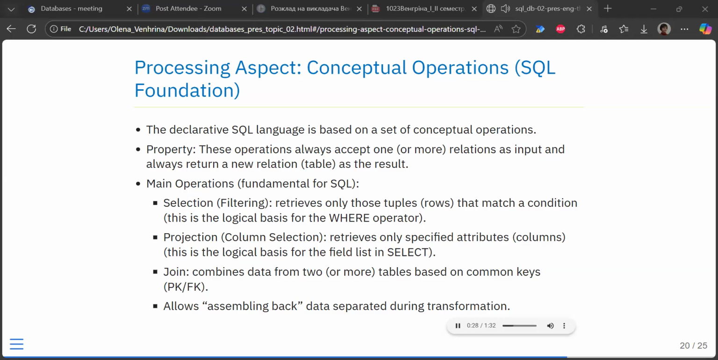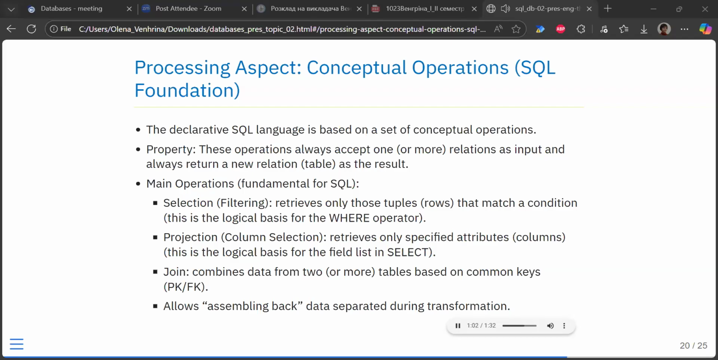First, selection, or filtering. This is the ability to select rows. We tell the system, take the students table, but give me only those rows where the value in the group column equals 5. This is the logical basis for the future WHERE operator, which we will study. Second, projection. This is the ability to select columns. We say, take the students table, but I am not interested in all information, give me only the surname and name columns. This is the logical basis for the list of fields in the SELECT command.